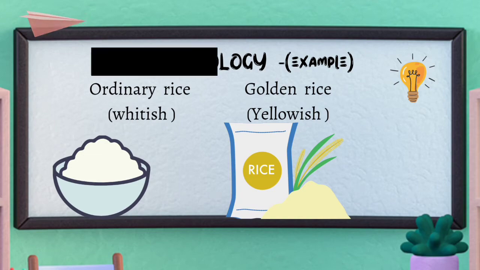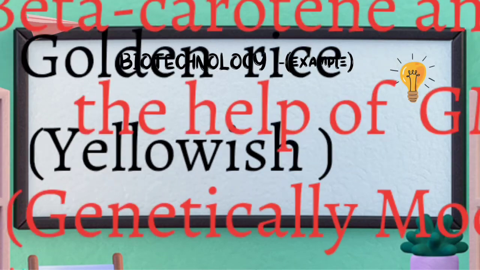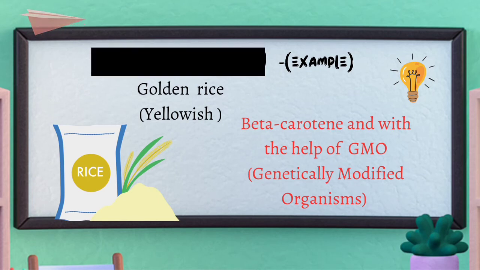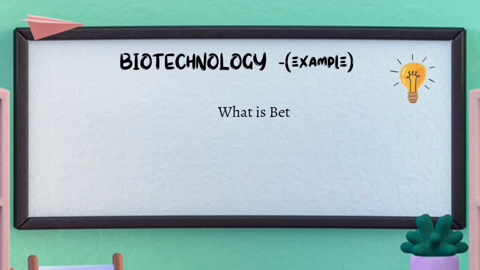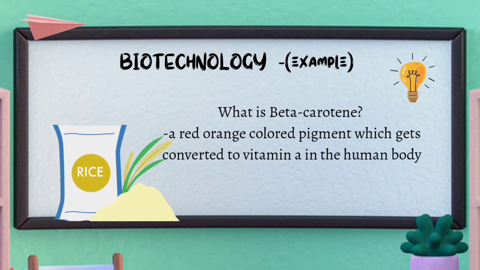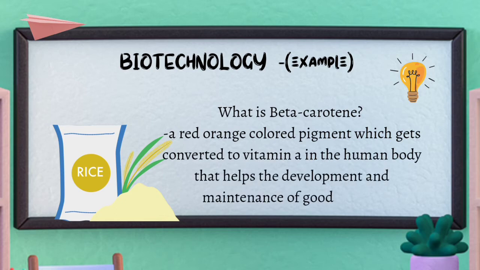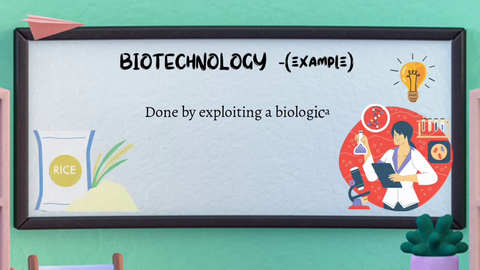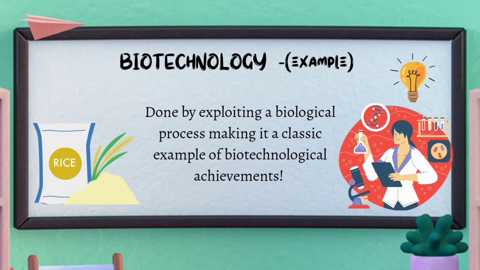But what makes this rice yellowish and so important? It's because of the presence of beta-carotene and the help of GMO. And what does it mean by beta-carotene? It is a red-orange colored pigment which gets converted to vitamin A in the human body that helps the development and maintenance of good vision. Thus, this was done by exploiting a biological process, making it a classic example of biotechnological achievements.